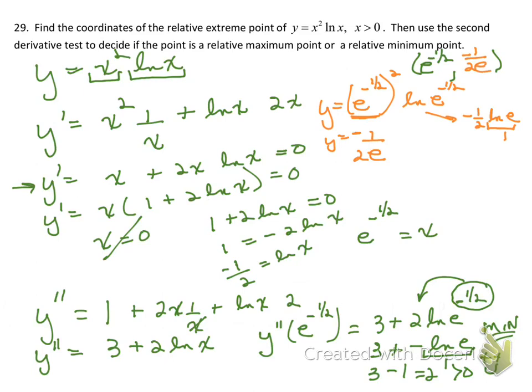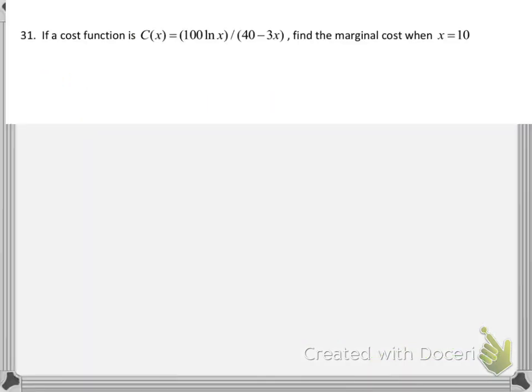You may want to go through that a little bit slower just to make sure you understand how you are manipulating natural logs to get numbers. Okay, that brings us to 31. So 31, it says, if a cost function is this, find the marginal cost and evaluate it when x is 10. Okay, so we basically are going to find this.